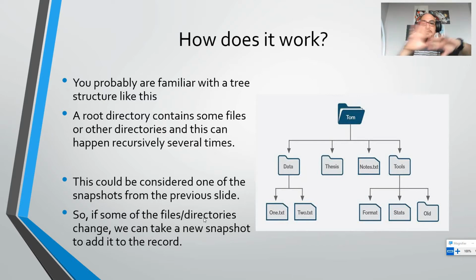So this tree structure, we probably are already familiar with. But the interesting thing is that once you define that Git has to keep an eye on the Tom directory, Git will keep track of everything that is happening inside that directory. It will keep track of any new file that has been added, any file that has been removed, any file that has been modified, and any directory that has been added, removed, or modified. It just keeps track of everything that is happening in that folder.